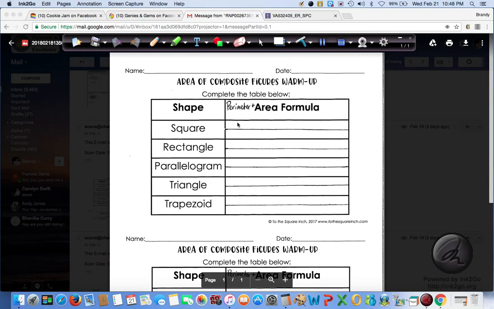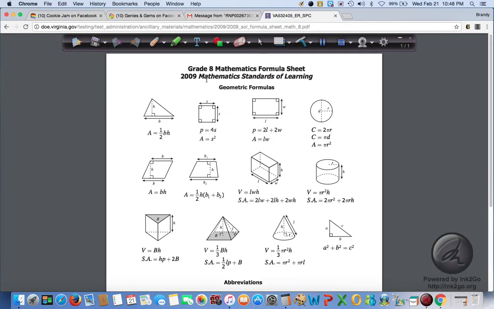Then we come to our next piece of information, which is a table to fill out our formulas. Because the cool thing is, in Virginia, we have this nifty formula sheet. And it gives us all the formulas for basic shapes, triangle, square, rectangle, circle, as well as parallelograms and trapezoids. And then if we know these basic formulas, if we have a mashup of a shape, we can take two and put them together.